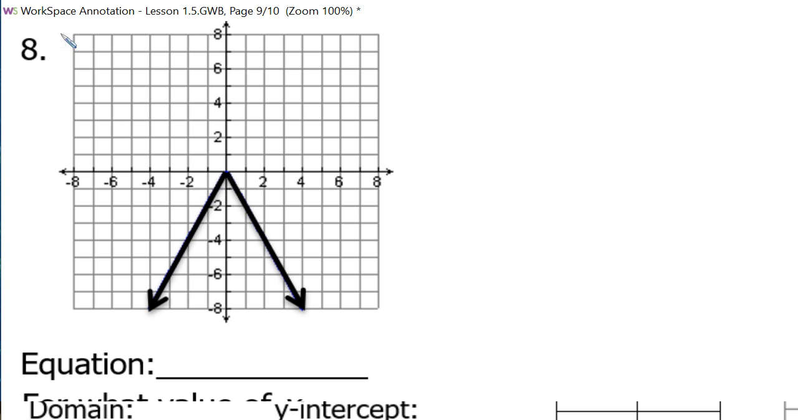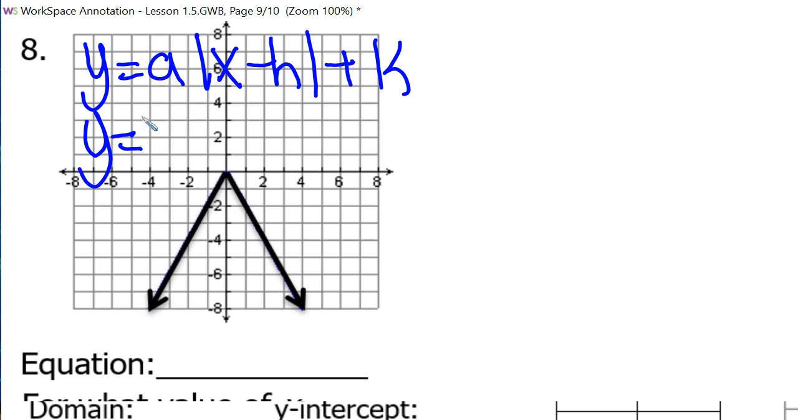Okay, number 8, we need to have our equation in vertex form, which is y equals a absolute value of x minus h plus k. For the a value, find 2 points. So here's a point, here's a point. So we're going down 2 over 1. So what is the a value? -2 over 1, and I'm going to write that as just -2.